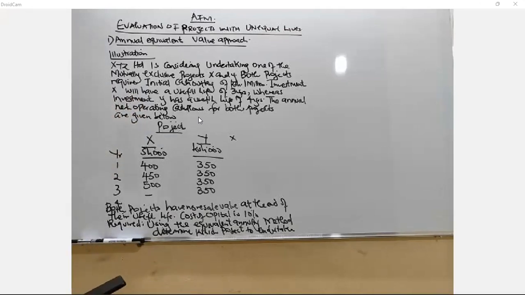Now, from there, we have been told both projects have no residual value at the end of their useful life, and the cost of capital is 10%. We are being asked by the examiner, using the equivalent annuity method, to determine which project should be undertaken.